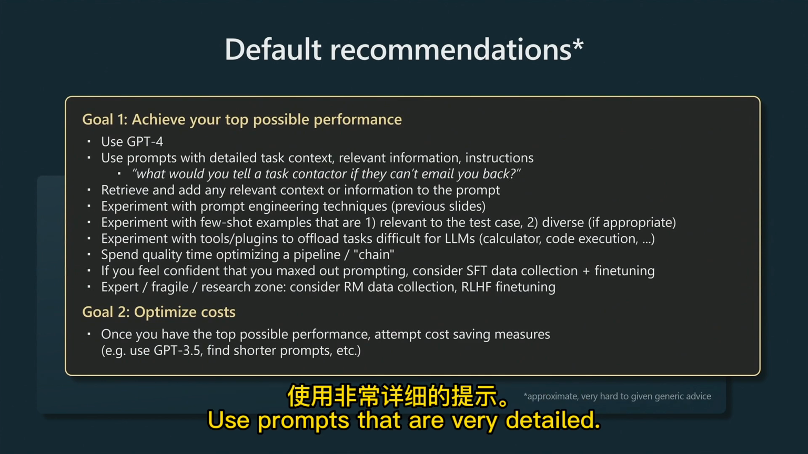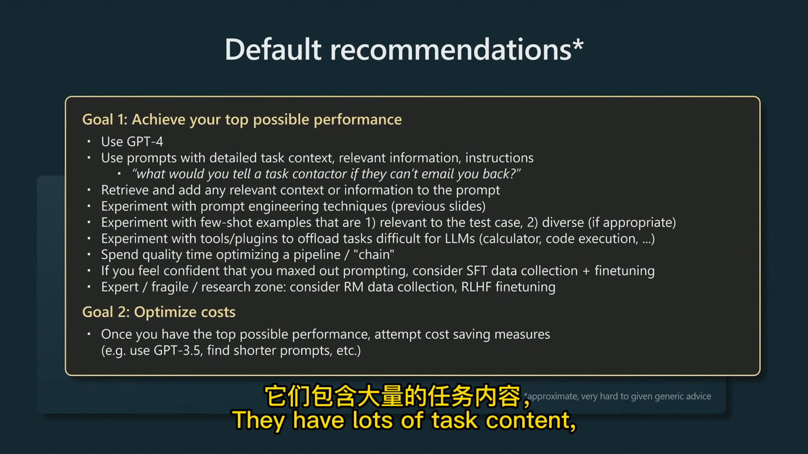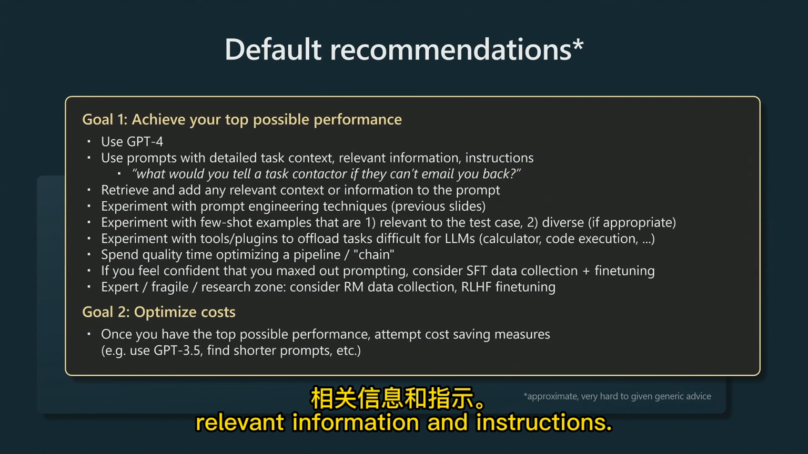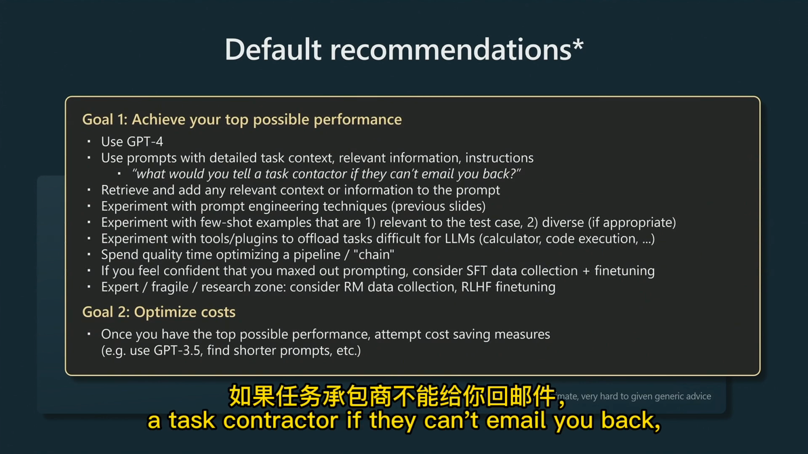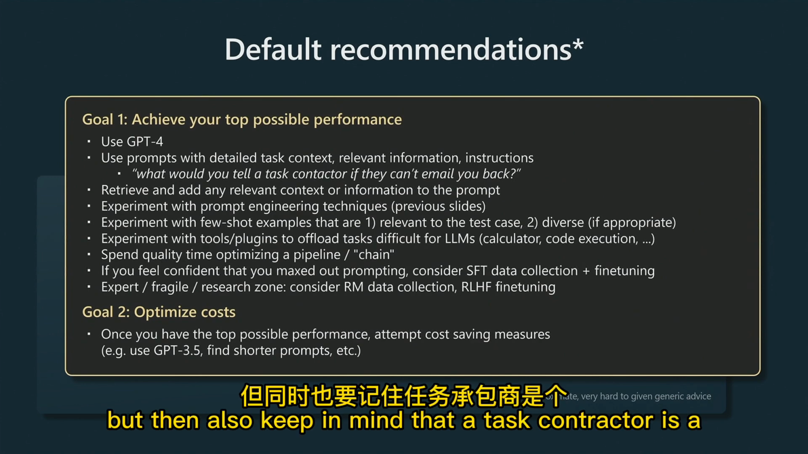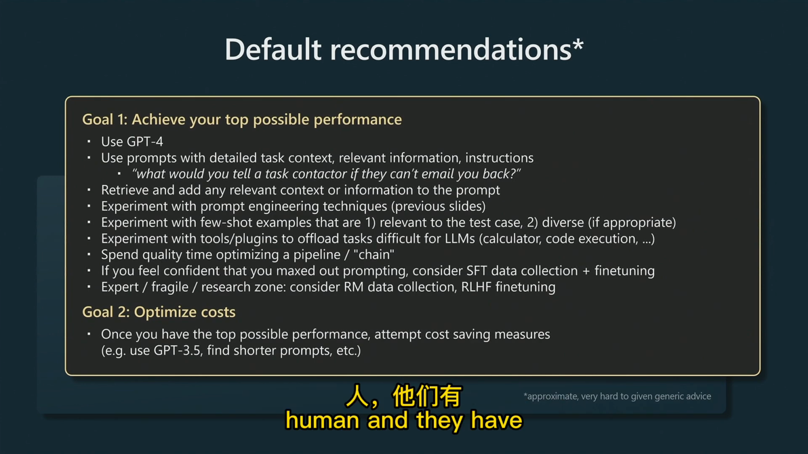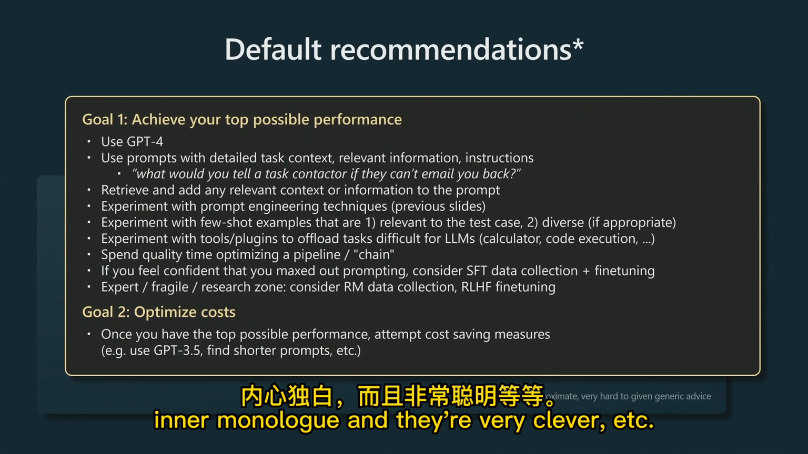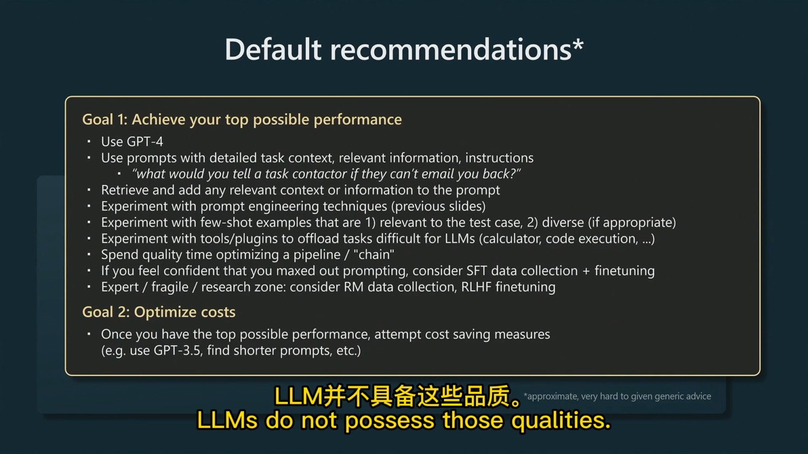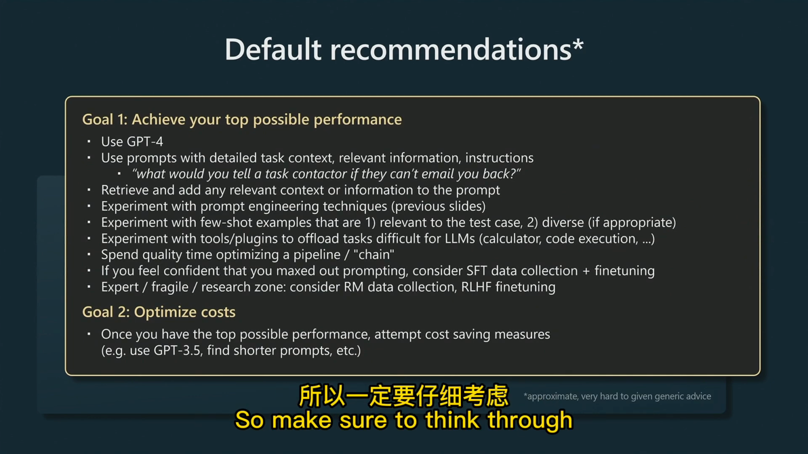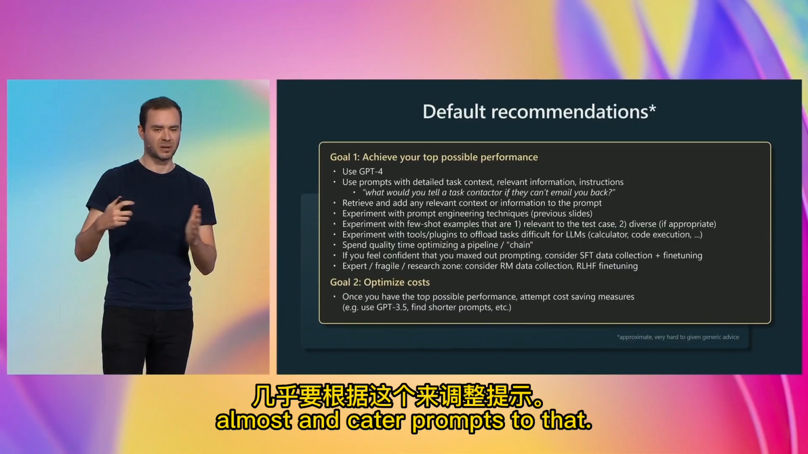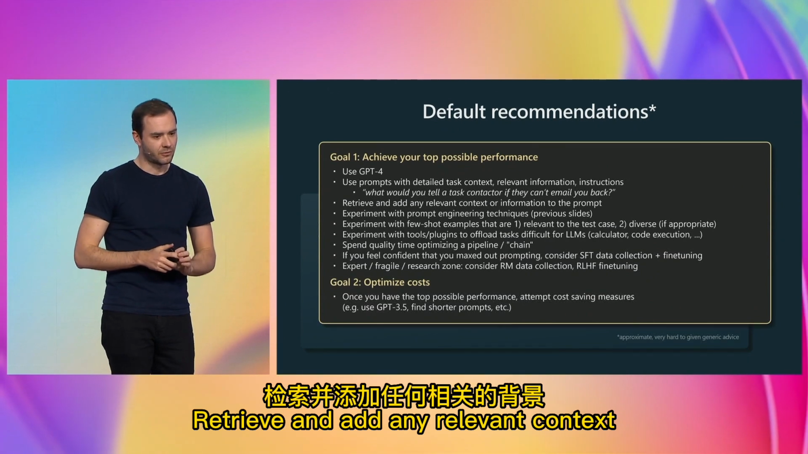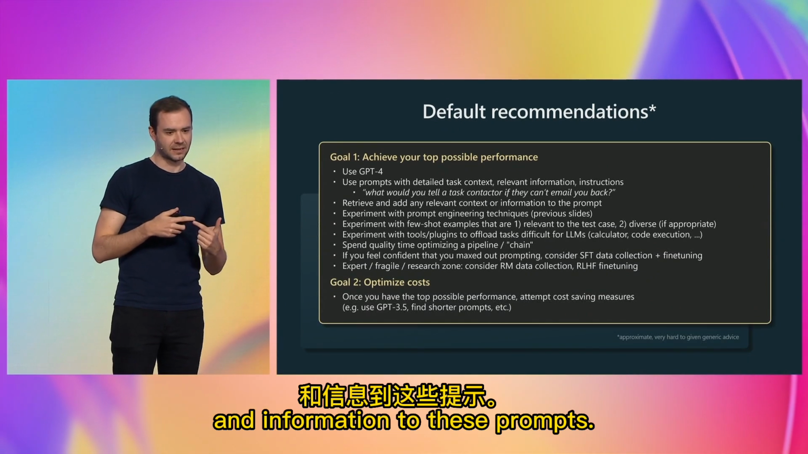Use prompts that are very detailed. They have lots of task contents, relevant information and instructions. Think along the lines of what would you tell a task contractor if they can't email you back? But then also keep in mind that a task contractor is a human, and they have inner monologue, and they're very clever, etc. LLMs do not possess those qualities. So make sure to think through the psychology of the LLM almost and cater prompts to that. Retrieve and add any relevant context and information to these prompts.